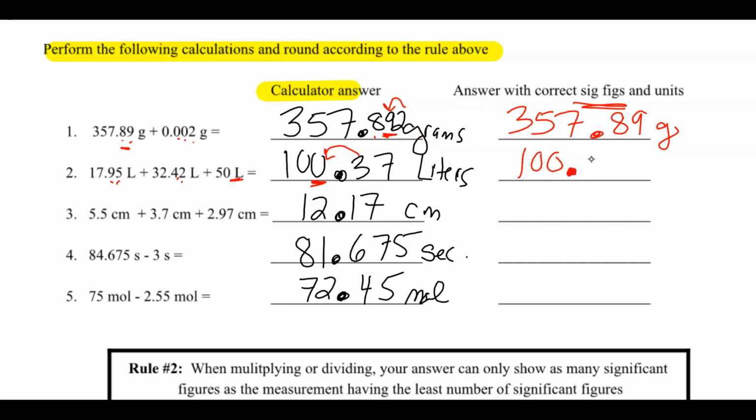Now, I know that looks weird for what you normally do in math class, but in chemistry, we're saying we're certain about the ones place value. That's what that 100 point does for us. So make sure you have that there. And units are liters.